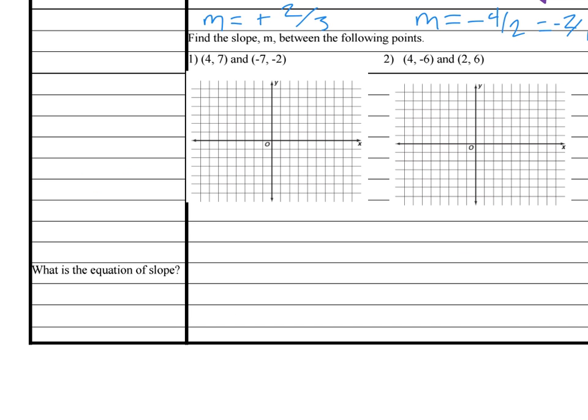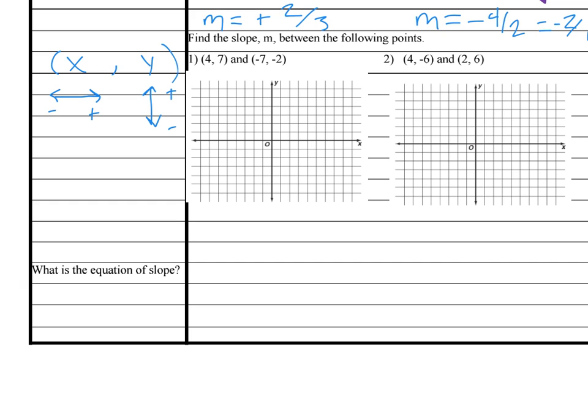Find the slope m between the following points: (4, 7) and (-7, -2). Remember, when we graph a point, it's x, then y. And x tells us how much left or right. Left if it's negative, right if it's positive. Y tells us up or down. Up if it's positive, down if it's negative.